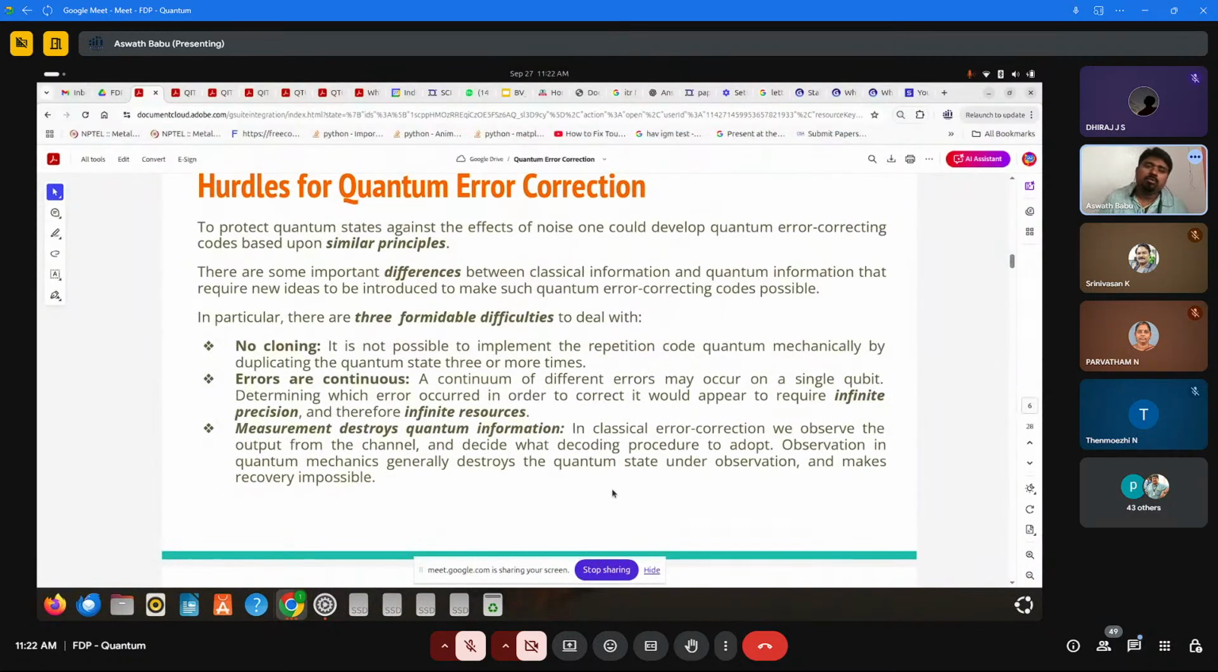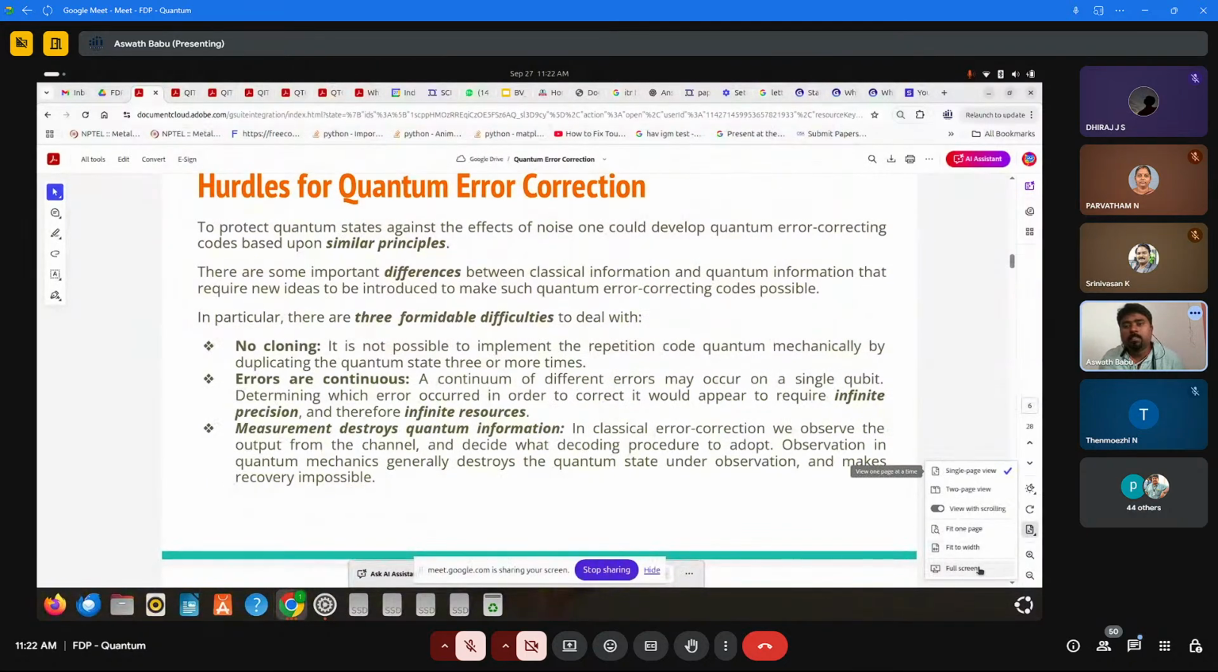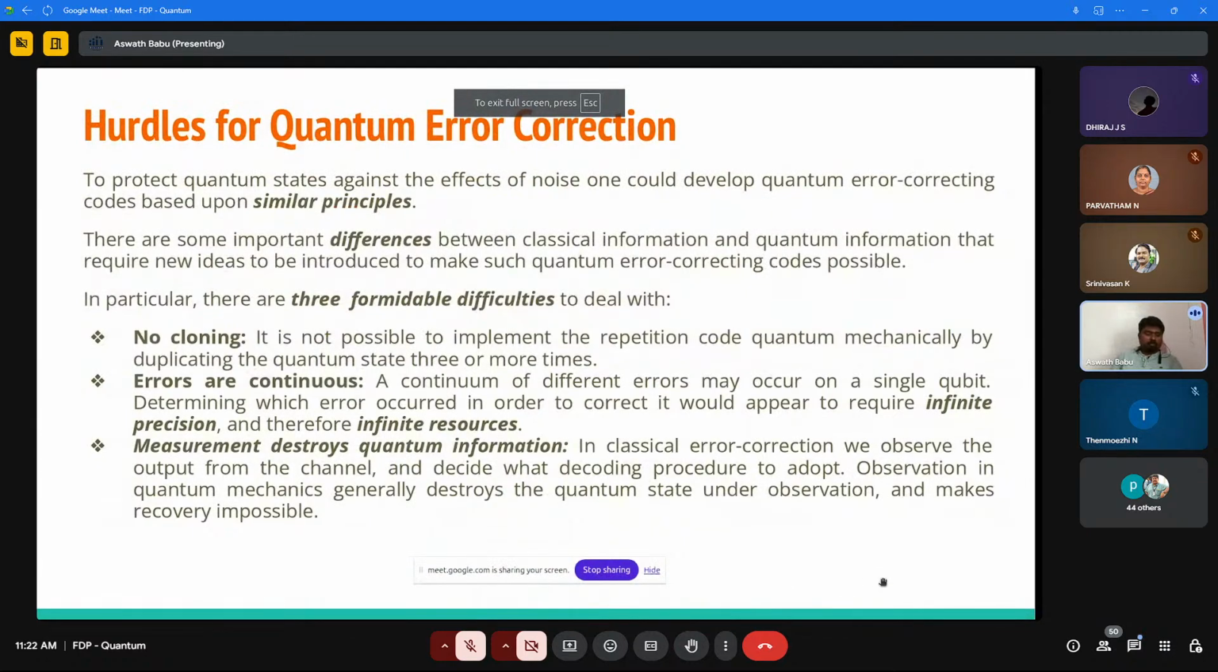Okay, so straight away, implementing that error correction strategy is not possible. Why is it not possible? There are three hurdles, very basic ones. So how am I going to address them? Just a minute.